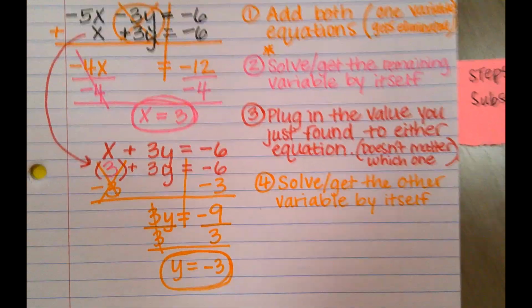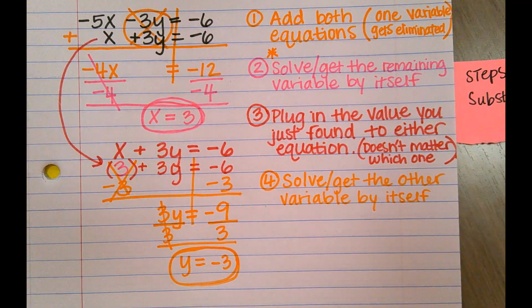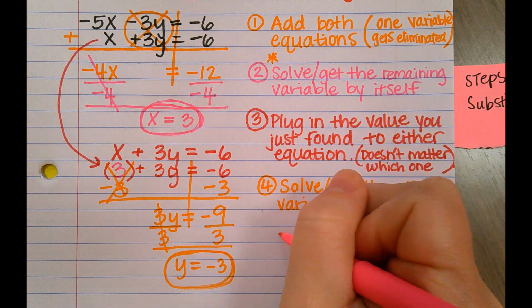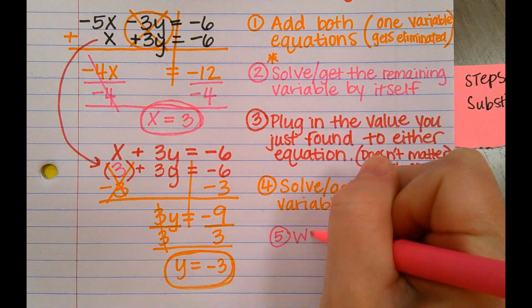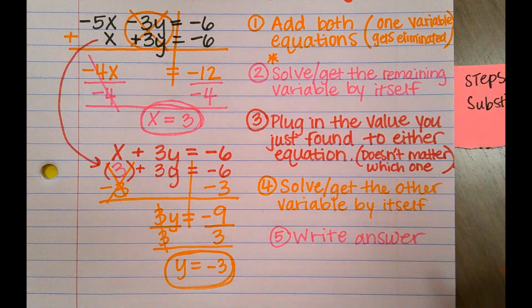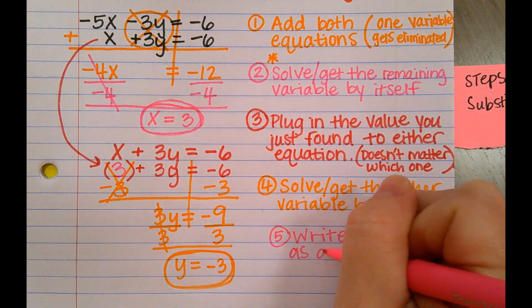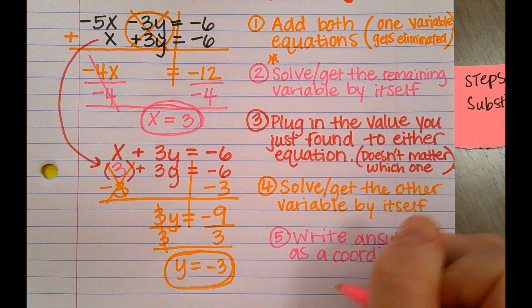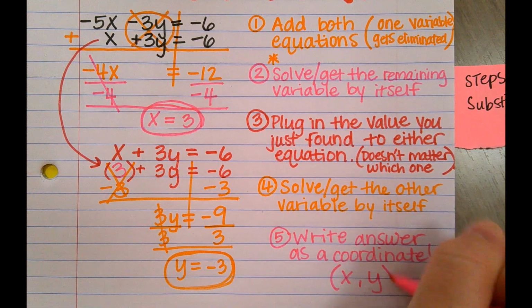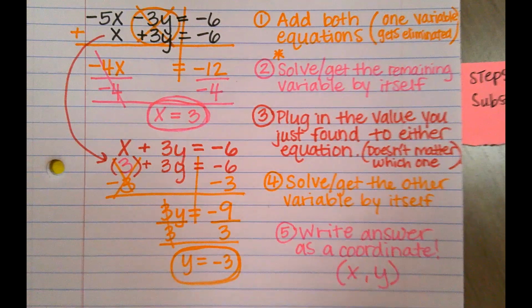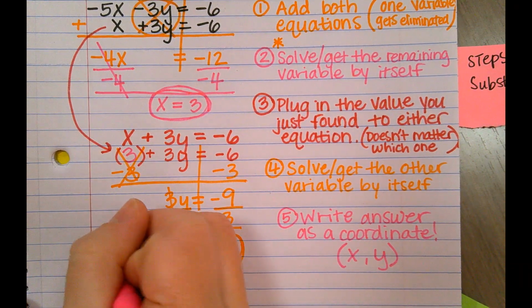I solved for x. I solved for y. My very last step is to write your answer as a coordinate, and that's it. So what would my coordinate be in this case? 3 and -3. Yes, (3, -3).